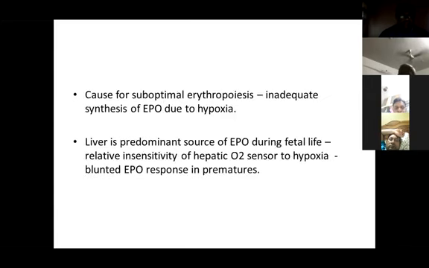In addition to this, there is inadequate synthesis of erythropoietin due to hypoxia. Initially the liver is the predominant source, and the liver is also immature in premature infants. So there will be more and more breakdown of erythropoietin, decreased hemoglobin production, decreased nucleated RBCs, and decreased reticulocytes.